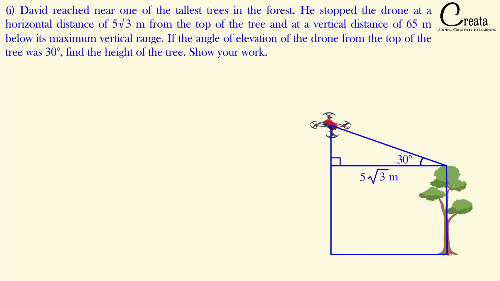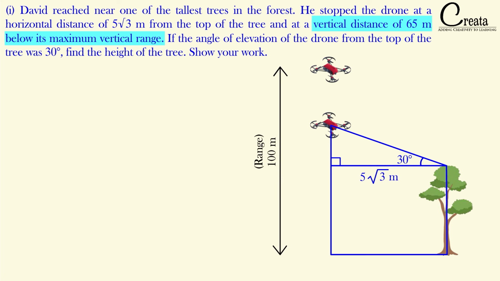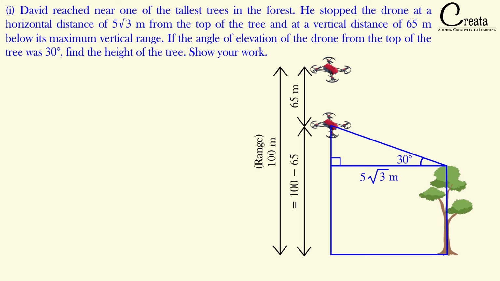Further it is given David stopped this drone at a vertical distance of 65 meters below its maximum vertical range. And what is the maximum vertical range of the drone? It is given as 100 meters. So David has stopped his drone 65 meters from the top part, that is from the 100 part. This distance is 65 meters. So what will be this distance? It will be 100 minus 65, that is 35 meters. And in this question, we have to find the height of the tree. That is this distance we have to find.